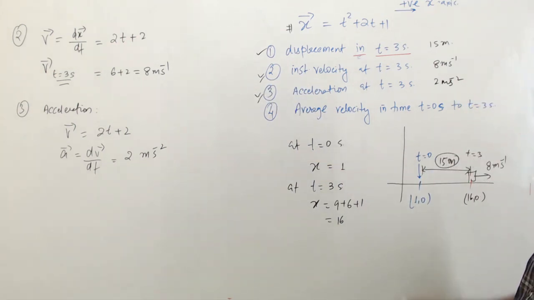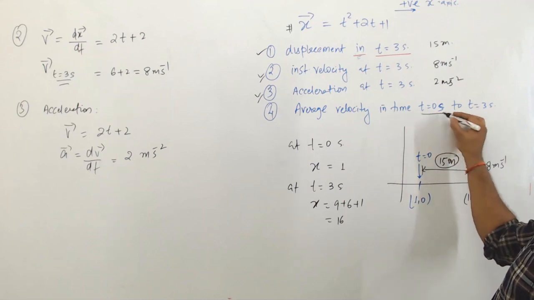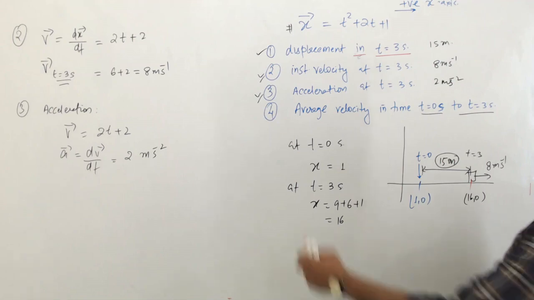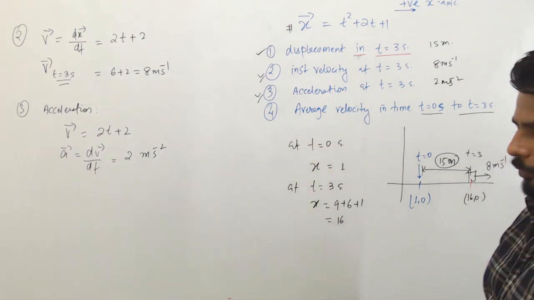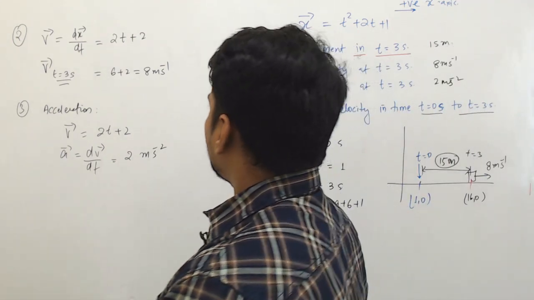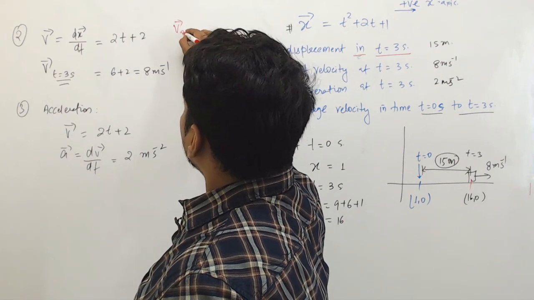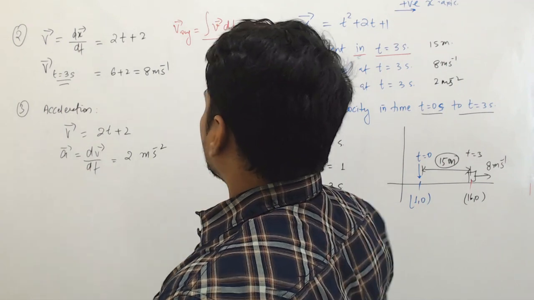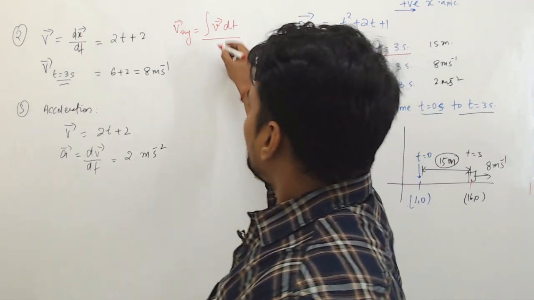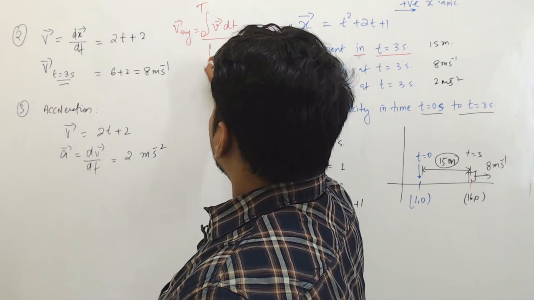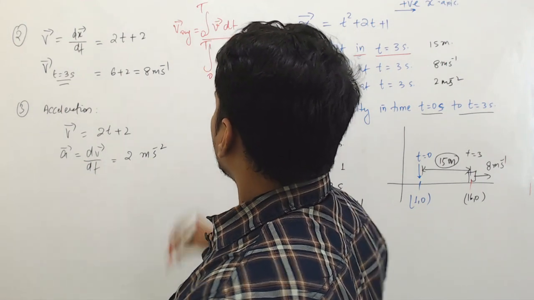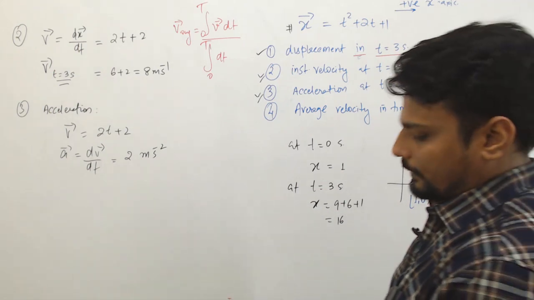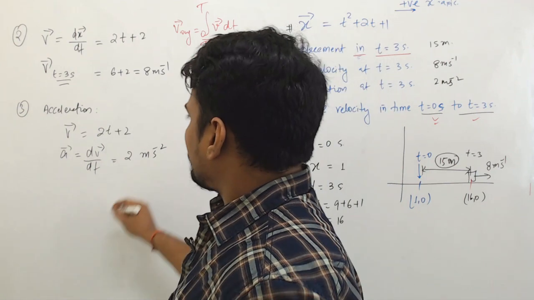Now the third one, what they're asking is to find the average velocity from time t equals 0 seconds to time t equals 3 seconds. If I want to find the average speed, we had discussed that, right? Average speed should be the integration of v dt over whatever time limits are given. Maybe we can just choose 0 to t. They are asking us for 0 to 3 seconds. So let's do it, not a big deal.